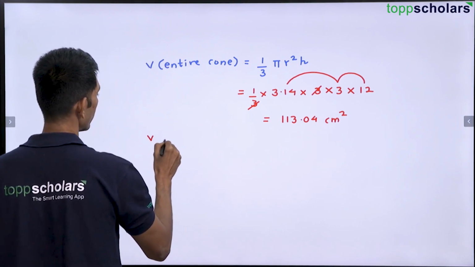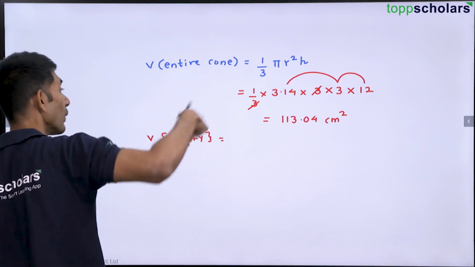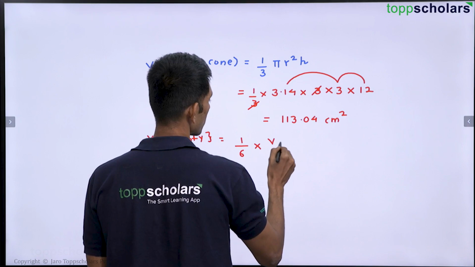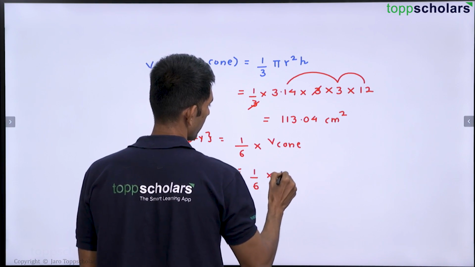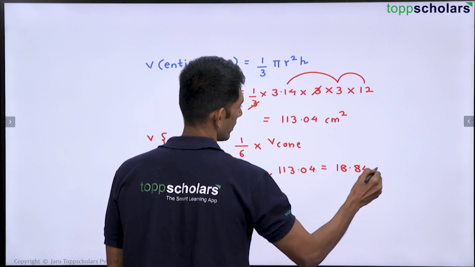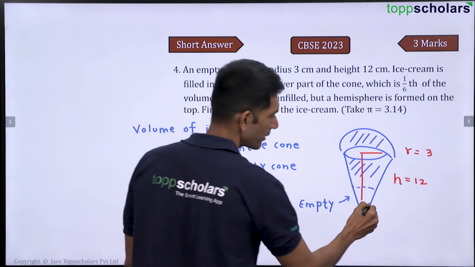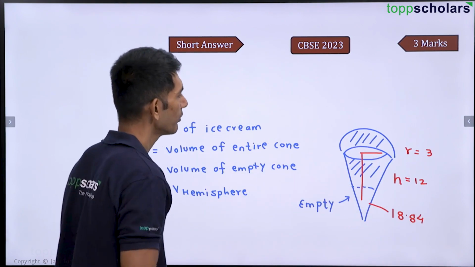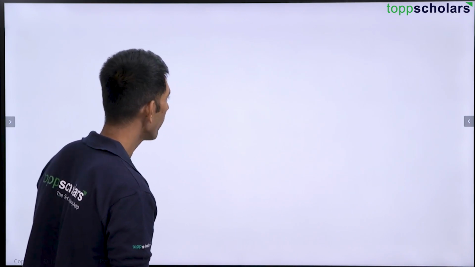Then volume of the empty part. It is already given that the empty part is 1 by 6th of the volume of cone. That is equal to 1 by 6 multiplied by 113.04. That is 18.84 centimeter cube. That is the volume of the empty part. So this empty part is 18.84. This cone is how much? That cone is 113.04.